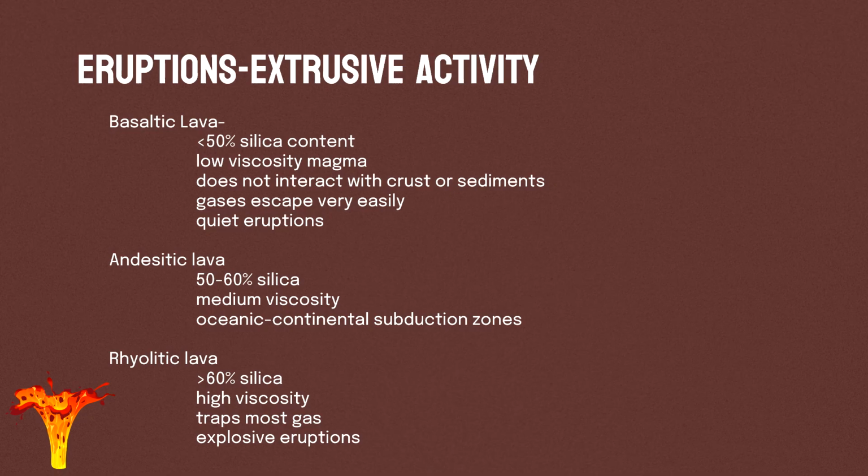And then andesitic lava is kind of the midpoint between these two. So you have a 50 to 60% silica, which means it has a medium viscosity. And these commonly occur at oceanic continental subduction zones. So rhyolitic lava has the most silica in it. It has a high viscosity, which means it moves very slowly, like cold honey. And since it moves very slowly, it's able to trap gases, which create explosive eruptions.